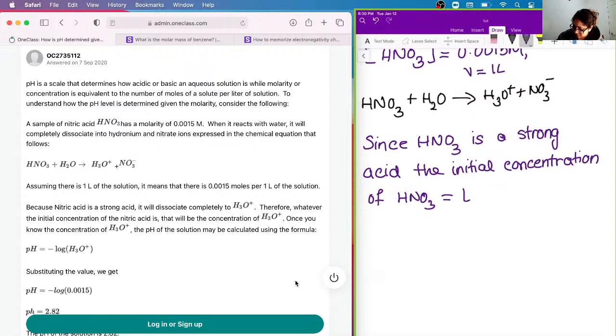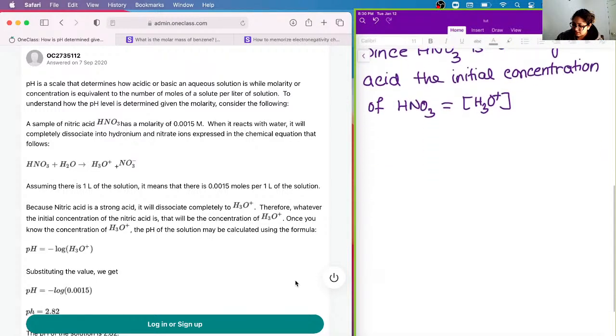To the concentration of your hydronium, because it will completely dissociate into water. And so once you know the concentration of your H3O or hydronium ions, the pH of the solution may be calculated. So we can basically calculate the pH now.